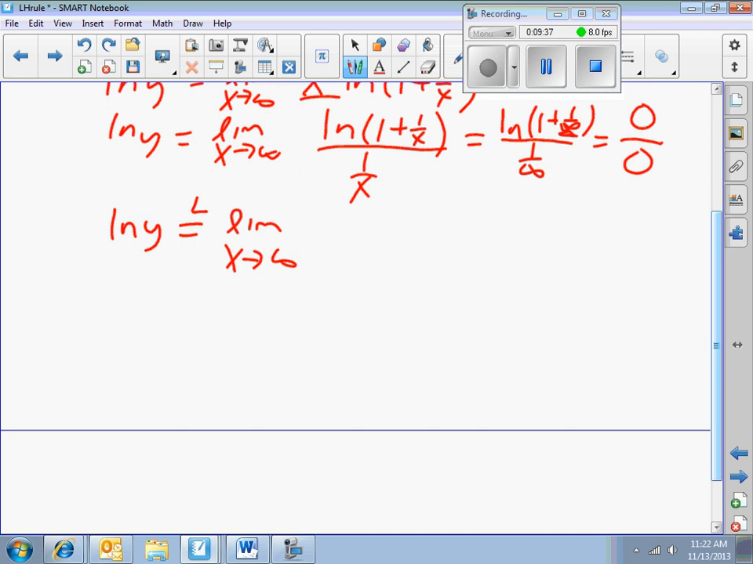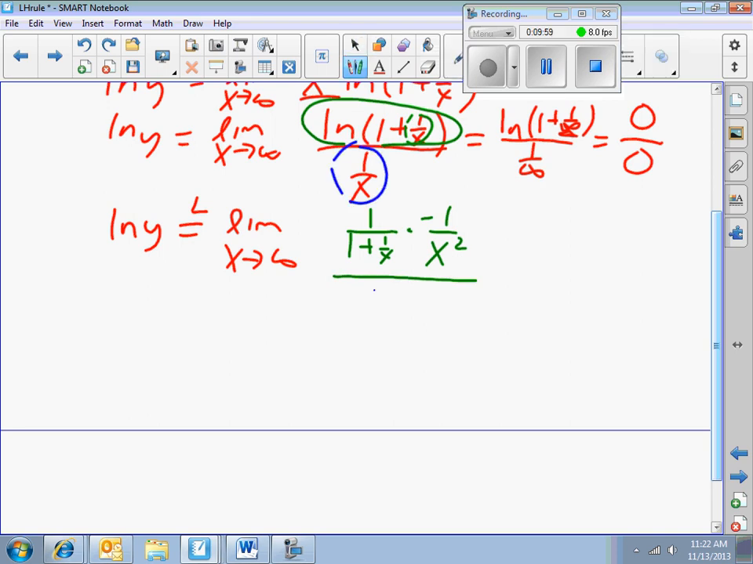So starting off with taking the derivative of this one on top here. That derivative is 1 over whatever's inside, 1 plus 1 over x, times the derivative of what's inside, which is negative 1 over x squared. All that over. Now we're going to take the derivative of what's on bottom, negative 1 over x squared. Fortunately for us, those two cancel out.